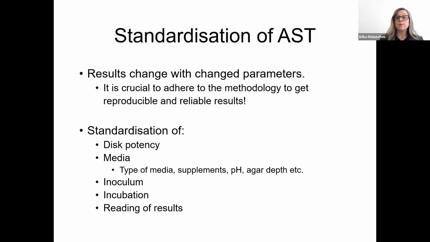With any antimicrobial susceptibility testing method, it is crucial to adhere to the methodology, and that is the way to get reproducible and reliable results. This goes, of course, for every method that you use, if it's the reference broth microdilution method, if it's disk diffusion, or if it is a commercial product or method.